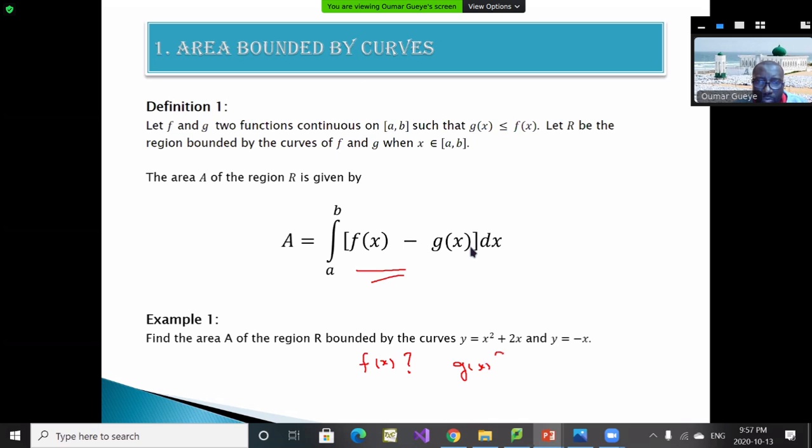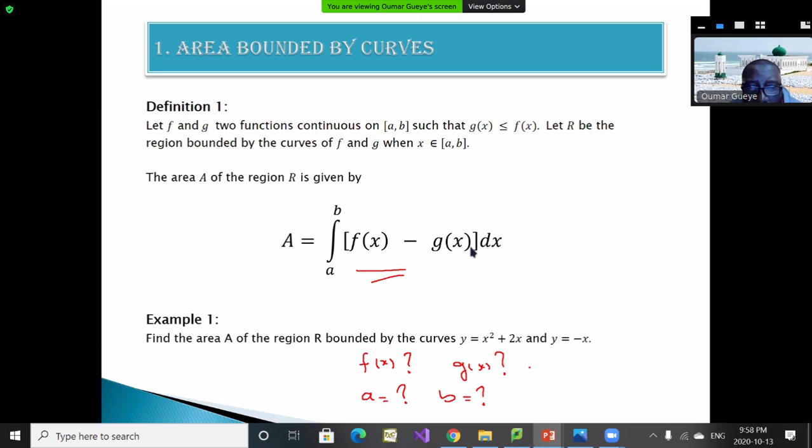And before knowing that, I need to know the value of a. It's equal to what? I don't know. And also I don't know the value of b. Okay. So the first thing you have to do is to find the values of a and b, after which you will try to fix this problem: finding the greater function, which is f, and which one of these two functions is g.